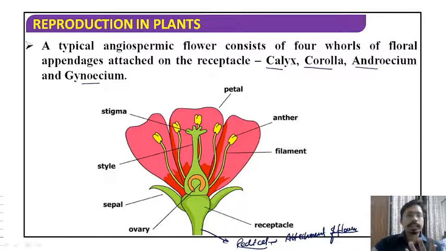The next structure is the receptacle. The receptacle is basically a swollen part of the pedicel that provides the attachment of each and every part of the flower. This receptacle is also called thalamus. It is responsible for the attachment of the floral parts.